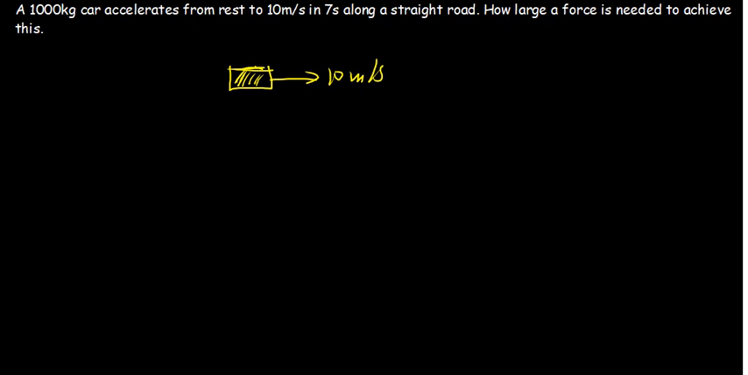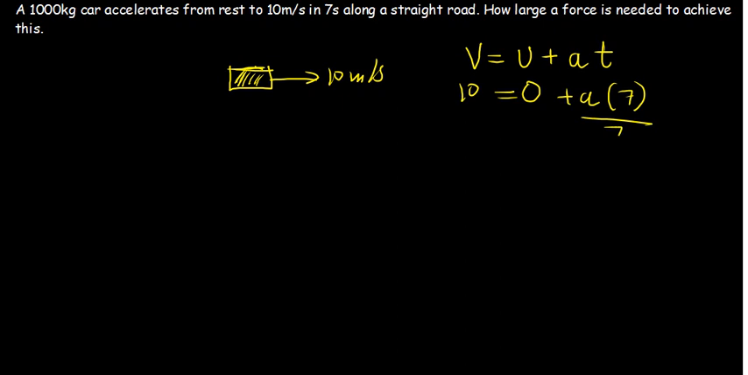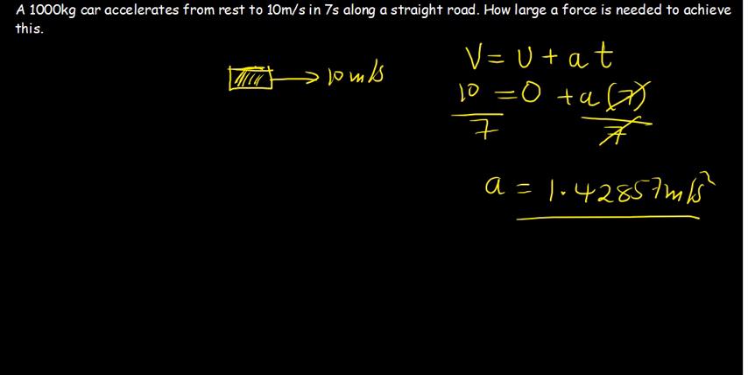Okay, so we know that final velocity is given by initial velocity plus acceleration multiplied by the time. It accelerates from rest, that means this 10 is the final velocity. From rest, meaning that the initial speed was 0, plus acceleration, the time is 7. So we'll divide both sides by 7, because 0 plus 7a is just 7a. So this and this will cancel, remaining with a. So 10 divided by 7 will be about 1.42857 meters per second squared. This is the acceleration. Now we want the force, how large the force is needed to achieve this speed.